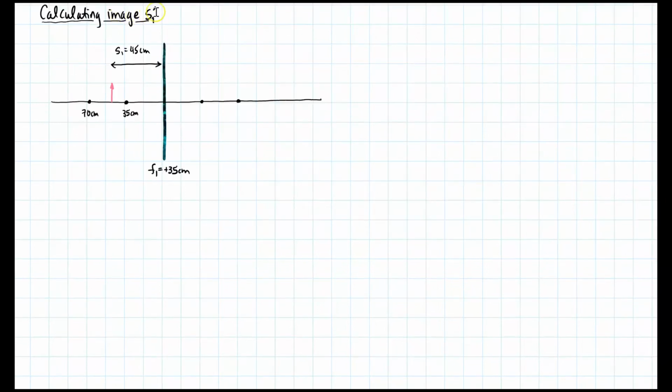Calculating image S1 prime. So here's my converging lens, f1 positive 35 centimeters. I have an object that's S1, which is 45 centimeters from the lens. So let's draw the ray diagram. I have ray number 1, ray number 2. They converge at this location here, so I can see that the image is going to be inverted, larger, and real since it's on the other side of the lens.